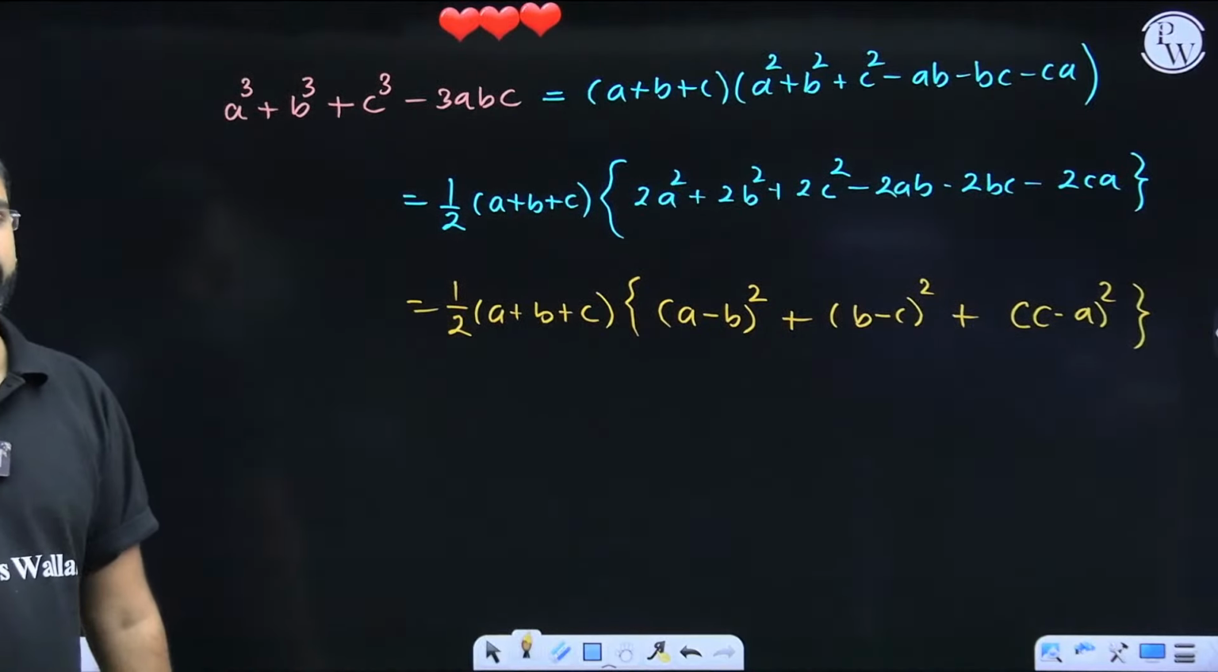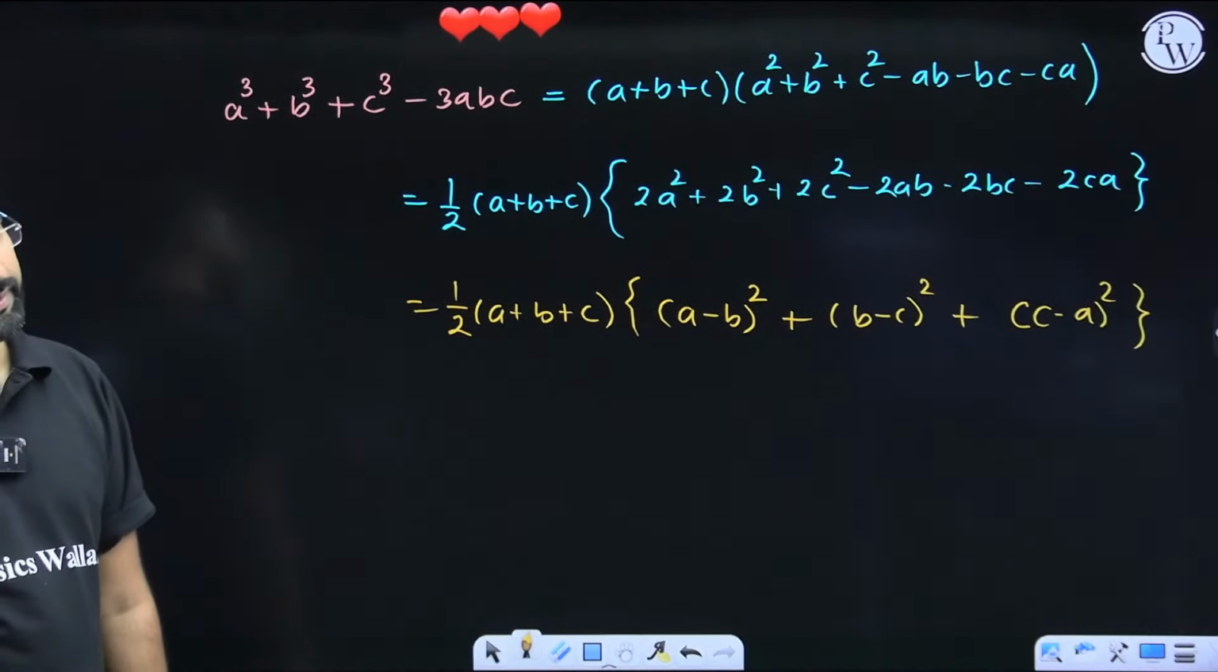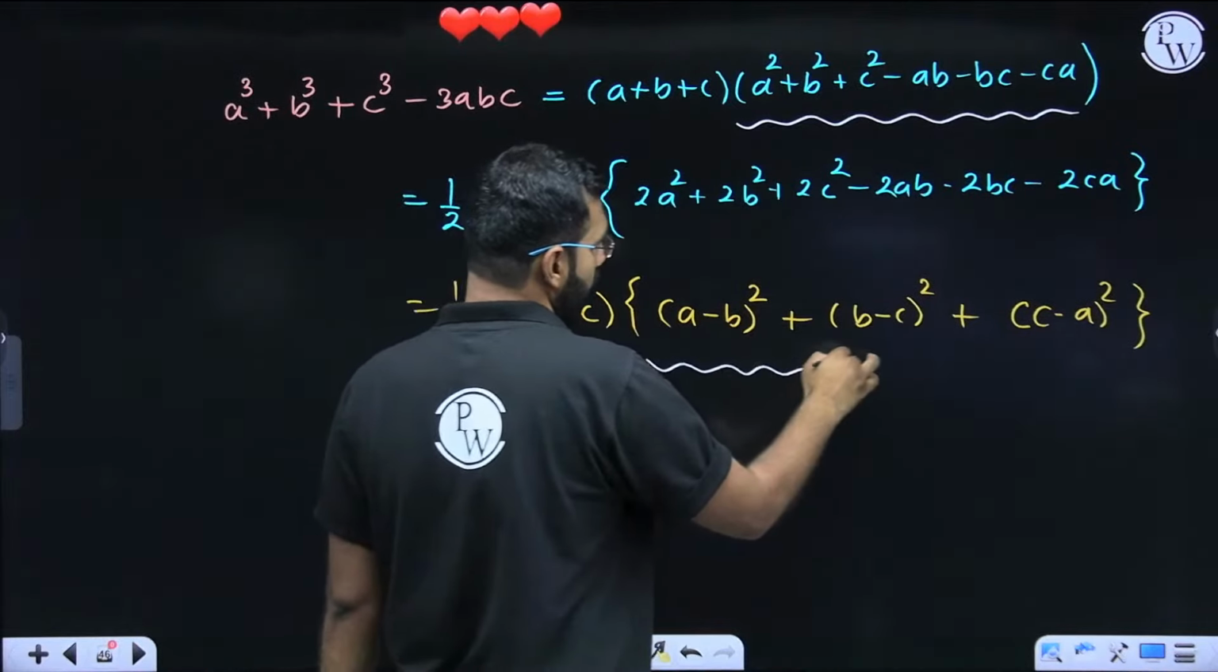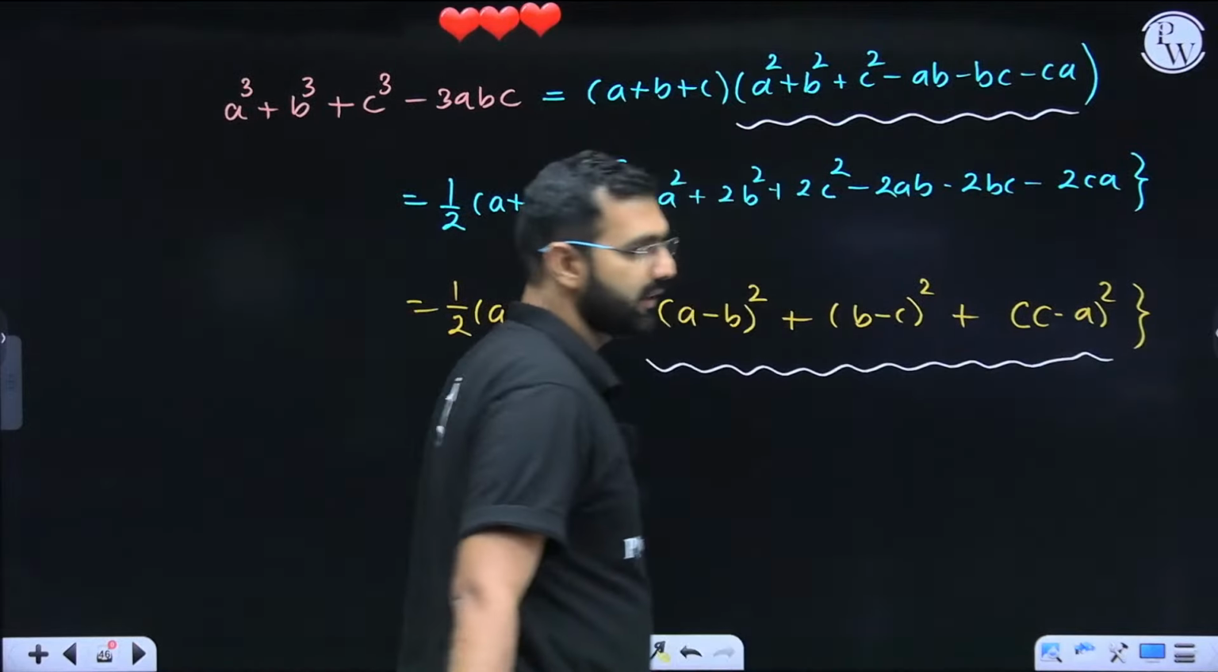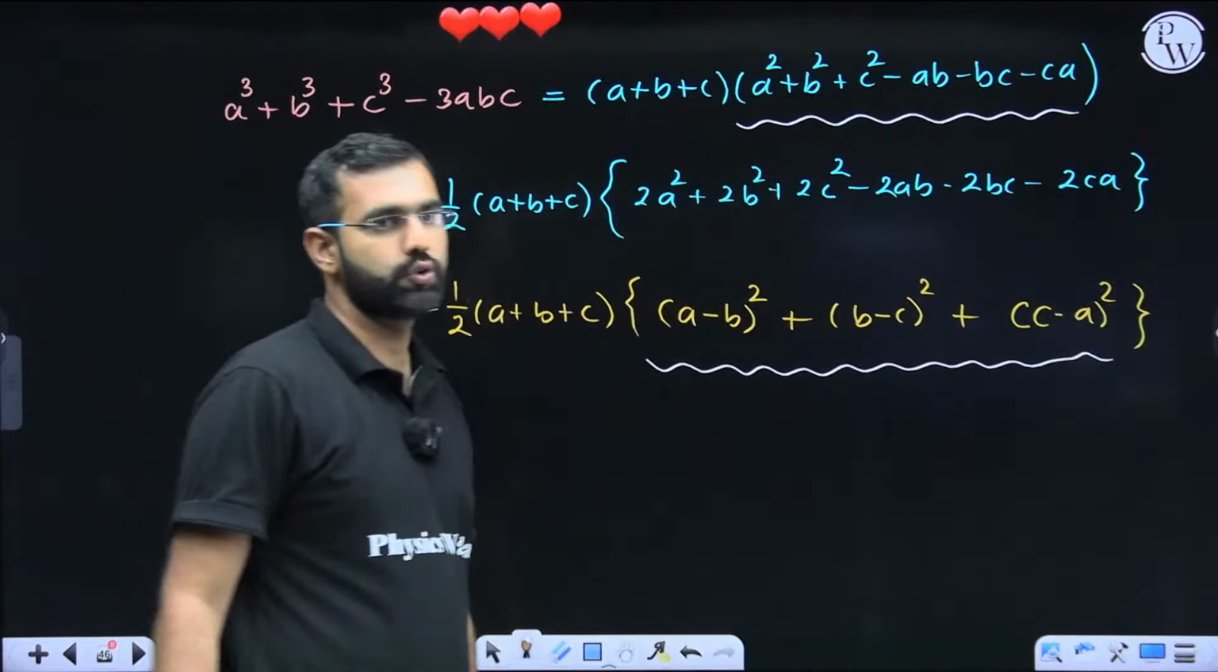Sir, why are we discussing it? Yes, it is used in a lot of places. From here, you have to remember one more identity, that a square plus b square plus c square minus ab minus bc minus ca, as per the need of the question, can be written as a minus b whole square plus b minus c whole square plus c minus a whole square. Will you all remember that?